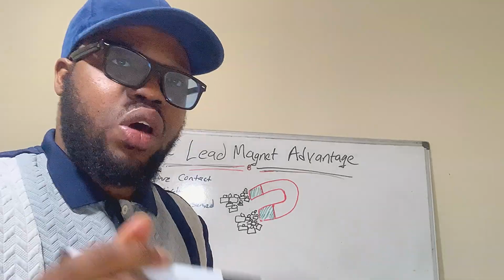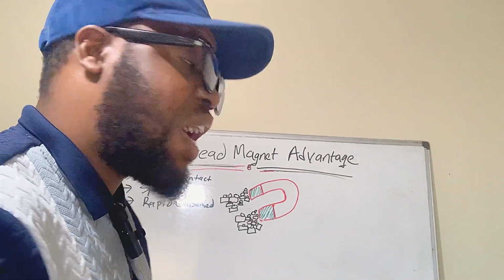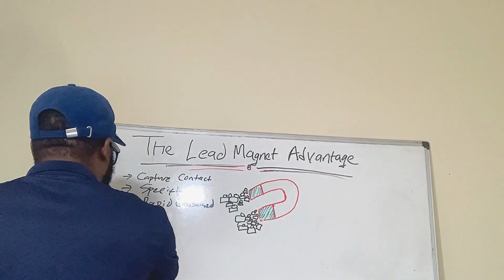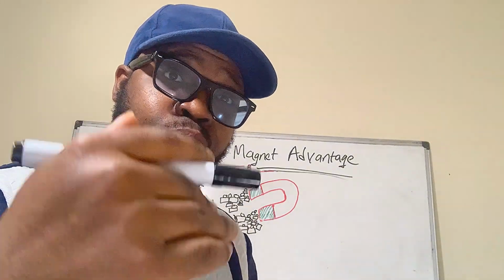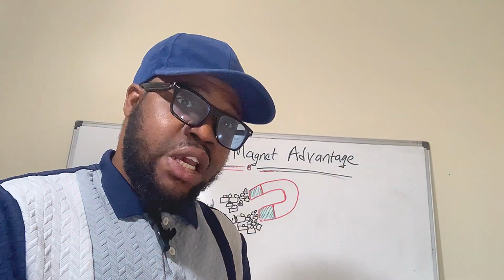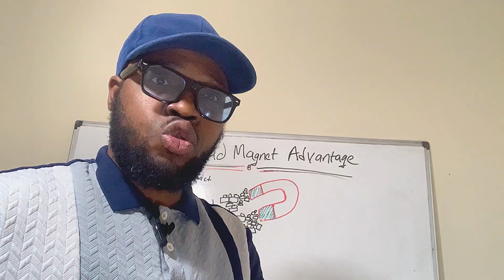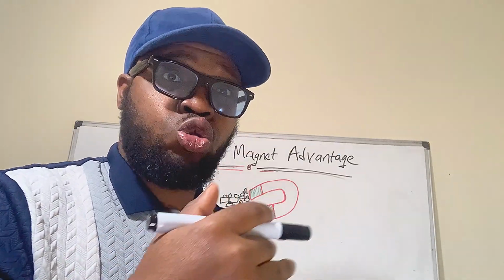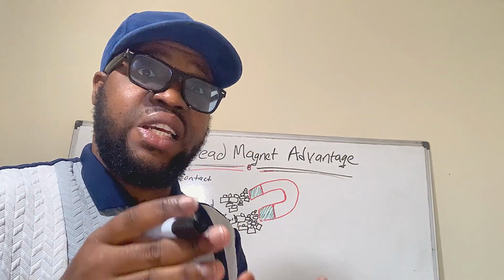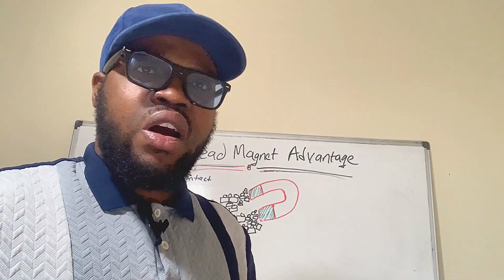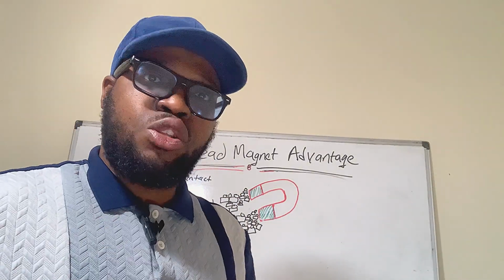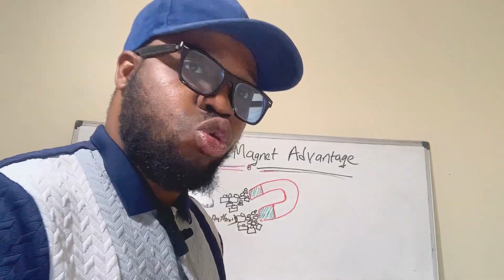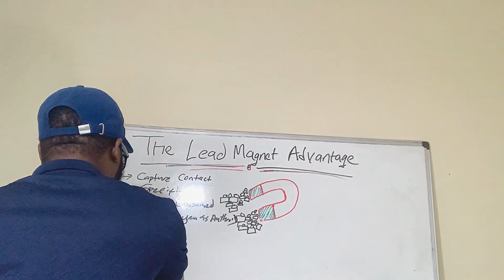Another thing is that your lead magnet has to position you as an authority. Without your prospect perceiving you as the go-to expert in your industry, they won't take action on your main offer. So it has to position you as the go-to expert, the go-to authority in your niche. So how do you create a lead magnet that positions you as an authority? That takes me to the next point. It has to have a high perceived value.